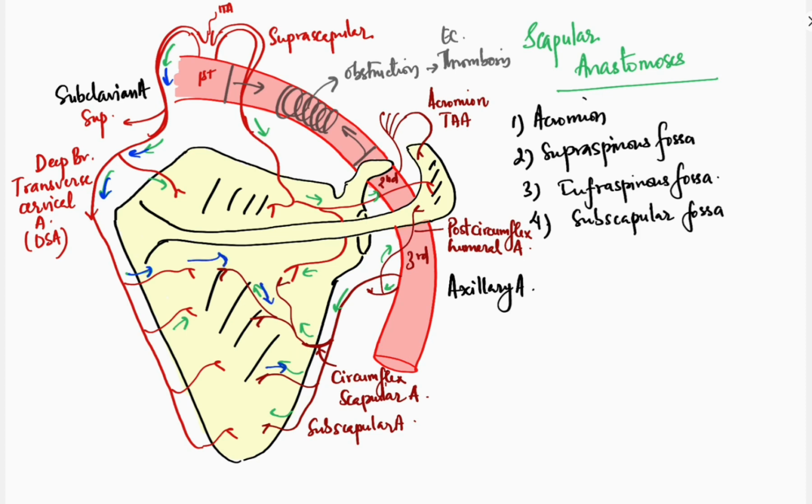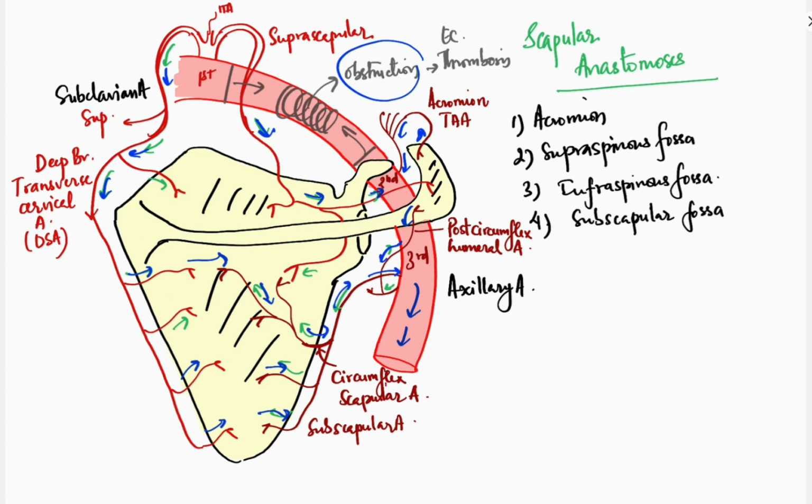the branches of the third part of axillary artery. And now the blood would flow from the subclavian artery and reach the axillary artery, hence bypassing the obstruction in the subclavian, the distal subclavian or the proximal axillary artery regions. You can always trace the reversal of flow back to the axillary artery.